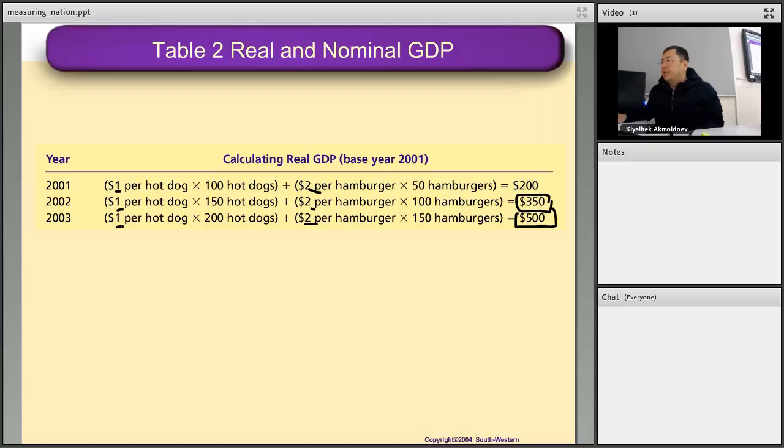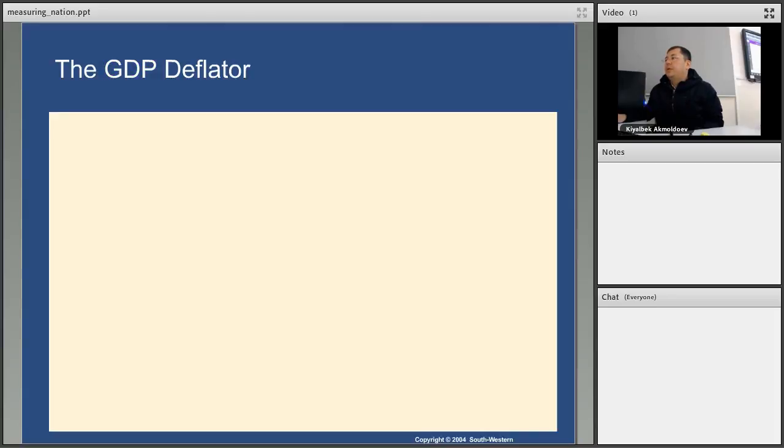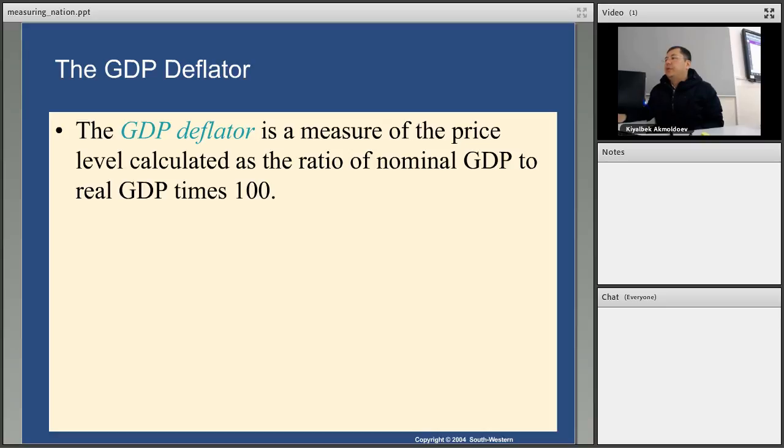$350 in the second year, and it's not 1,200, it is $500 in the third year. So it is not 700. Then we can say that it is only because of price, but real production was only with the product, which is equal to $500. This is what real GDP, or real gross domestic product, is.